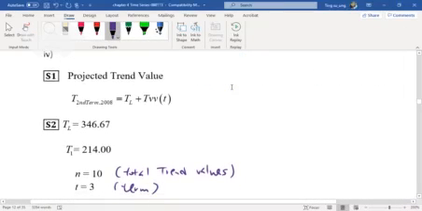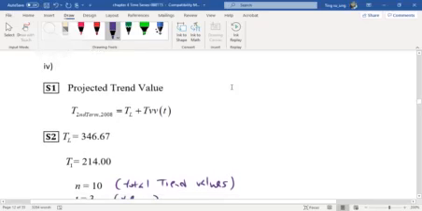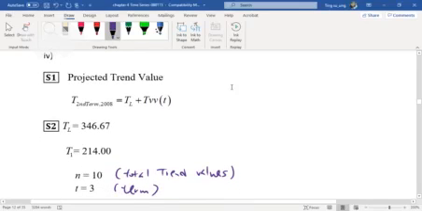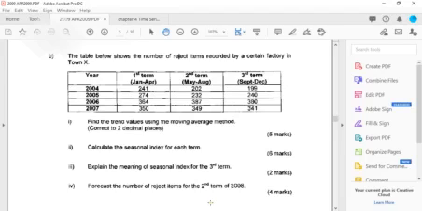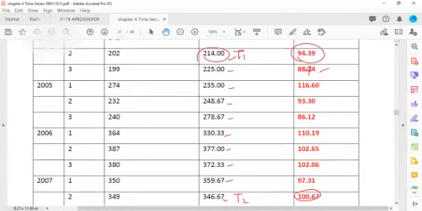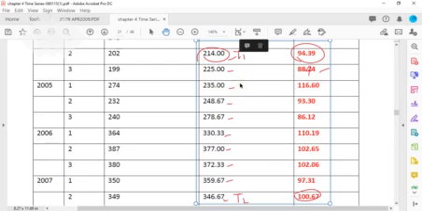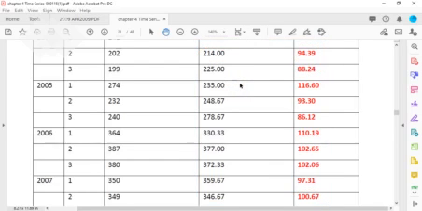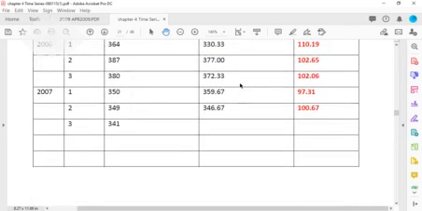So how many terms here? Now look at the question. What does the question want you to find? The question wants you to forecast the number of rejected items on the second term 2008. So meaning to say that you may need to extend. So you just extend from your table 1. So 2008 is 2, right? So 1, 2.